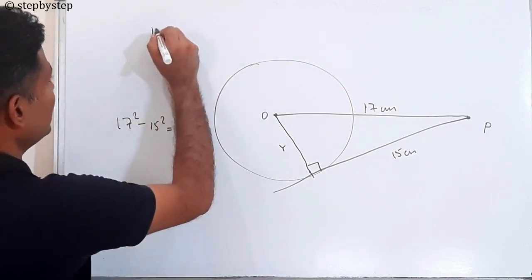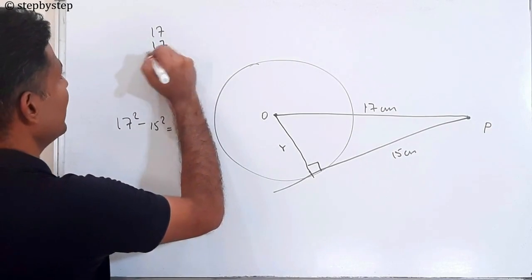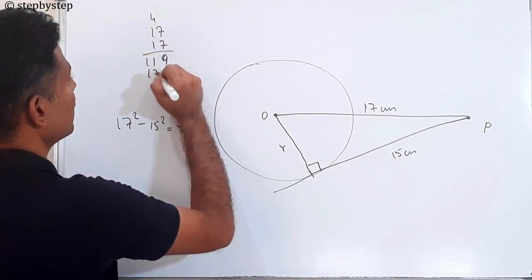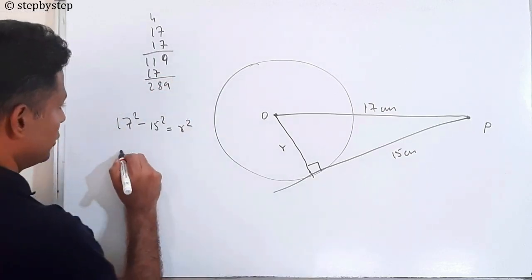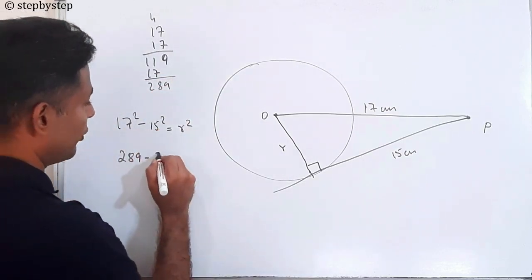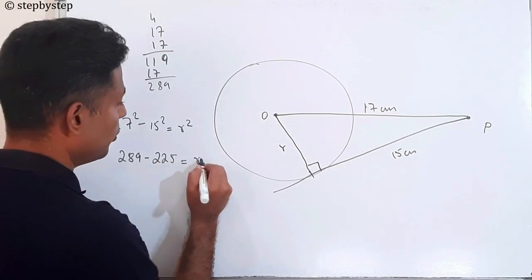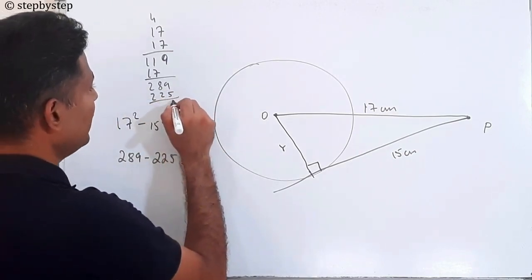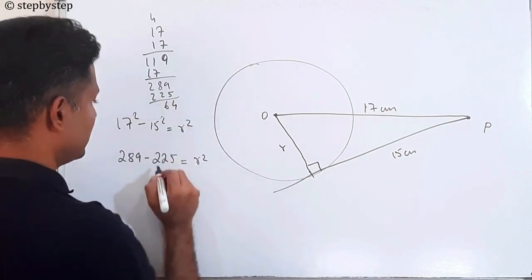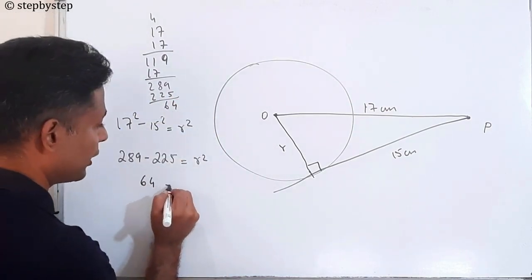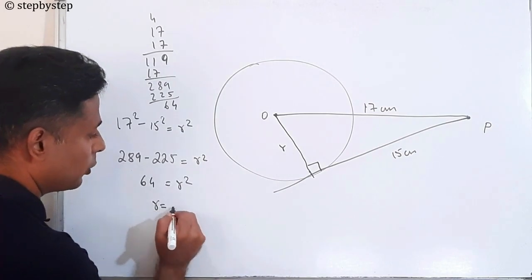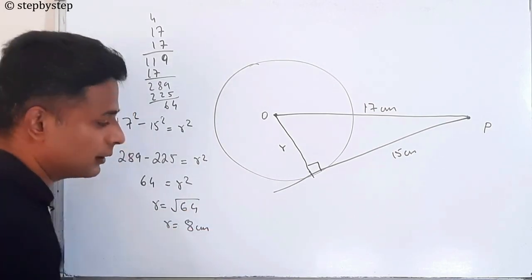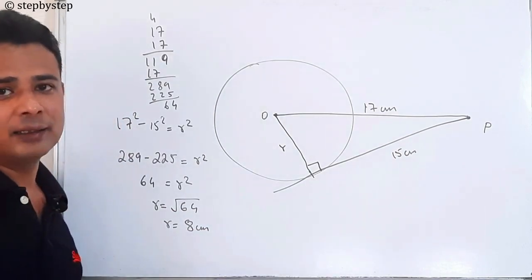So 17 square is 289, I think, but still I'll calculate. It's better to be safe. Yeah, it's 289. So 289 minus 15 square, which is 225, equals R square. So 289 minus 225 will give us 64. So we get 64 equals R square. So R equals root of 64. So R equals 8 centimeters. So the radius is 8 centimeters.